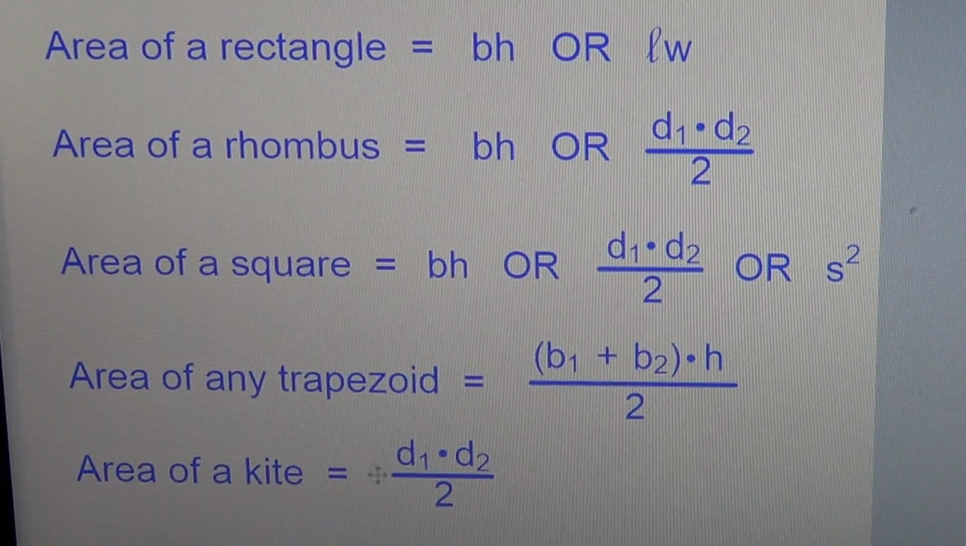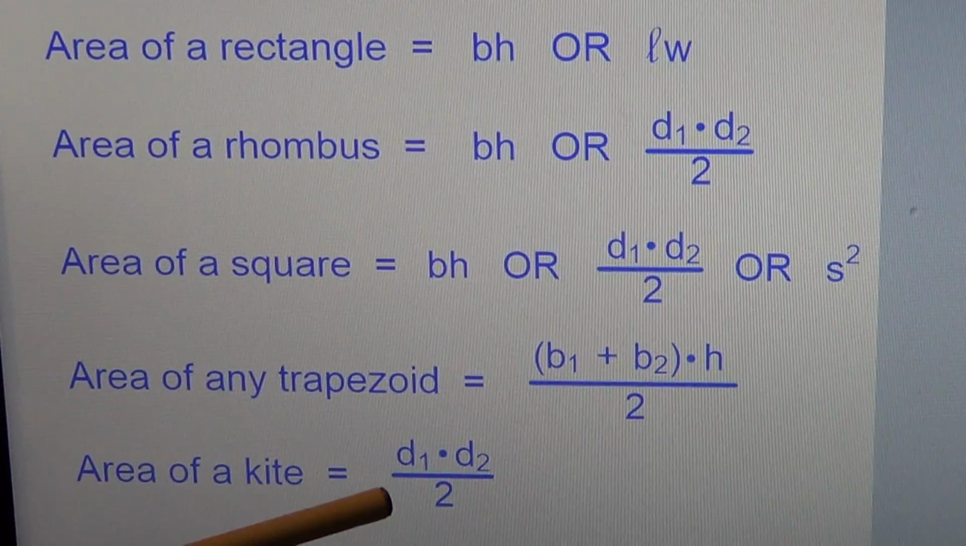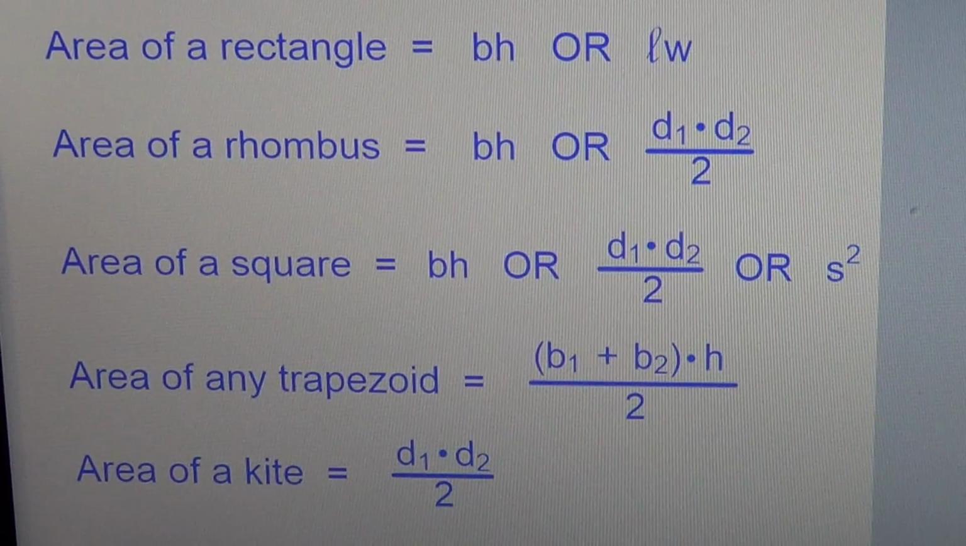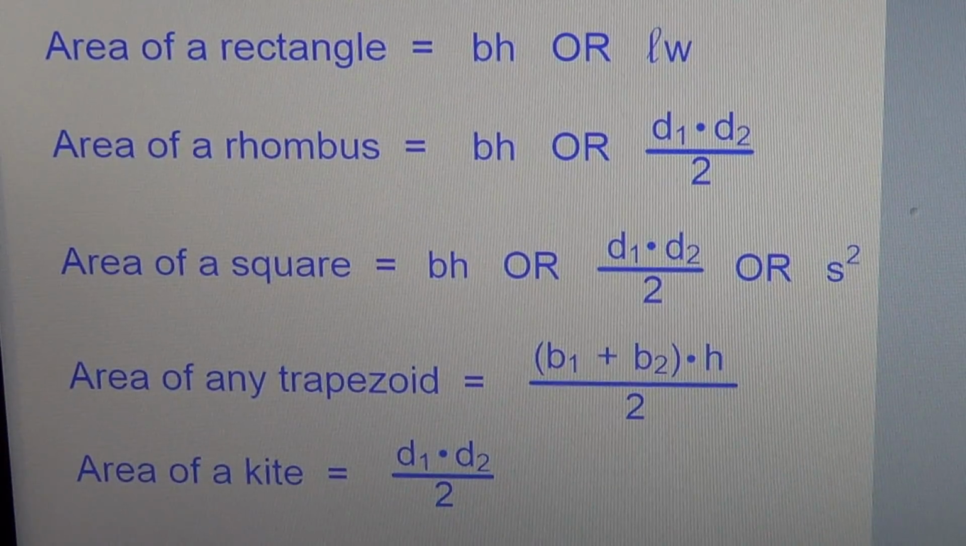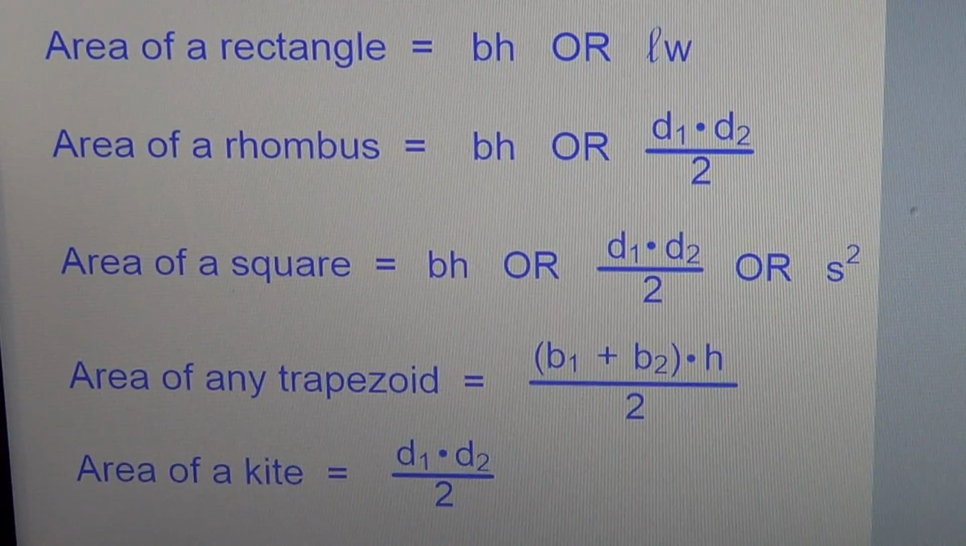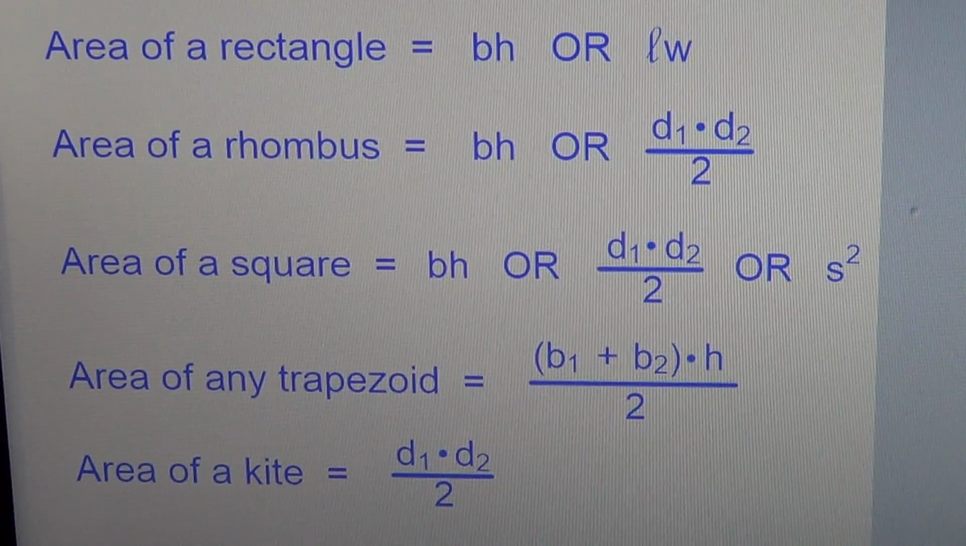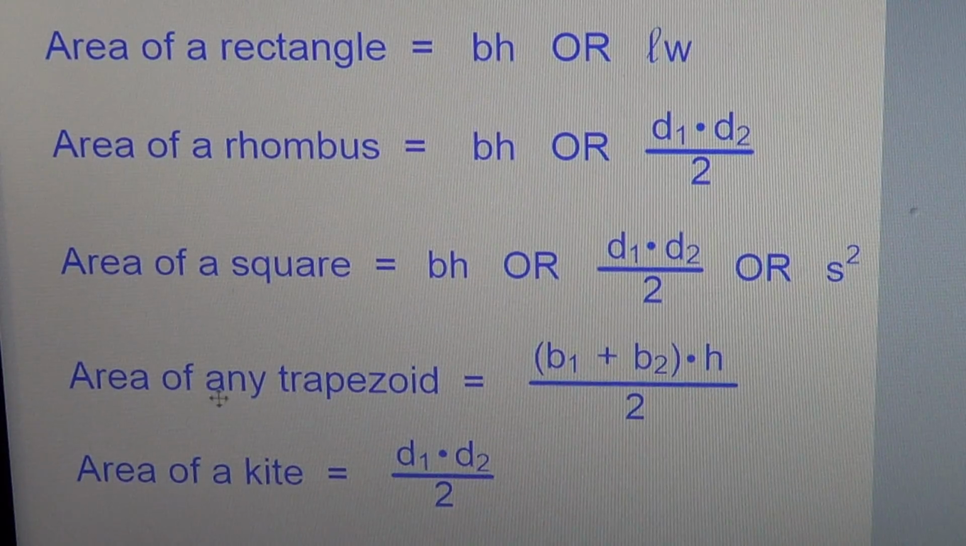And really that D1 times D2 over 2 formula works for any quadrilateral that has perpendicular diagonals. You could actually have a trapezium that's not a kite, but still somehow does have perpendicular diagonals, and you could use that formula to find the area of that shape.